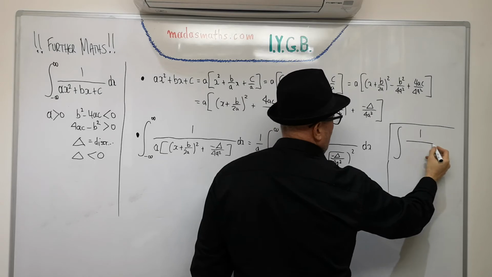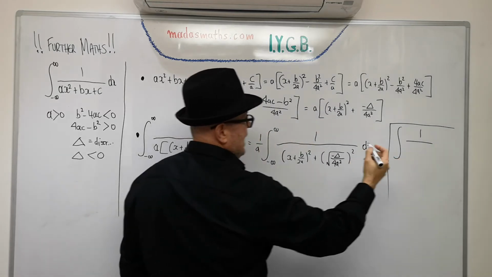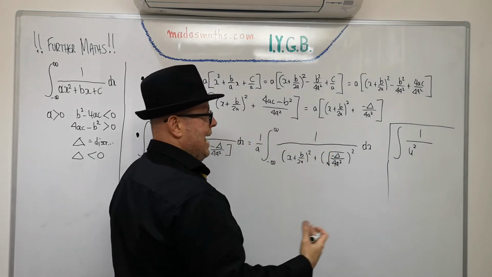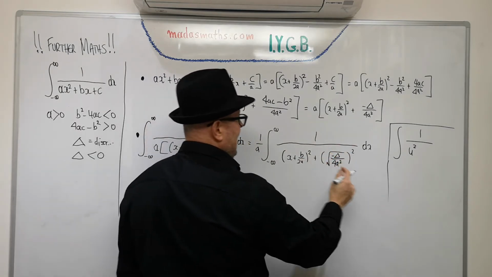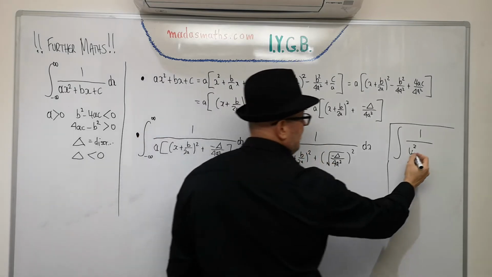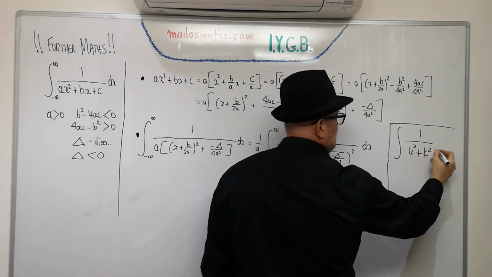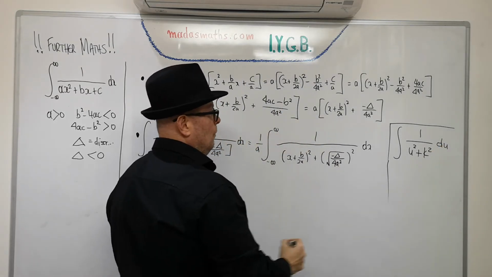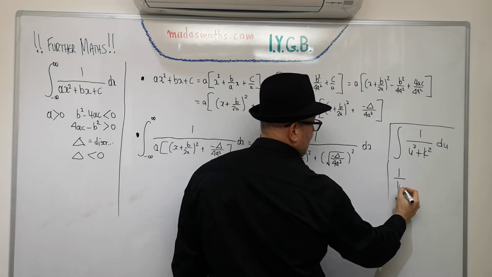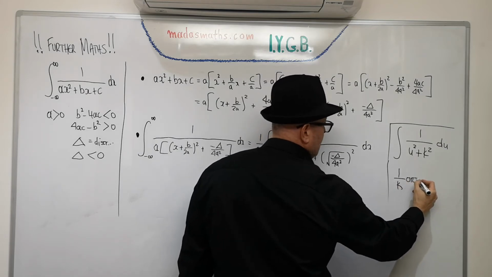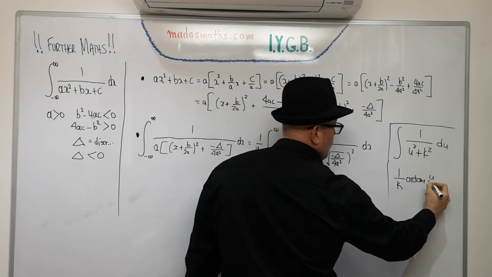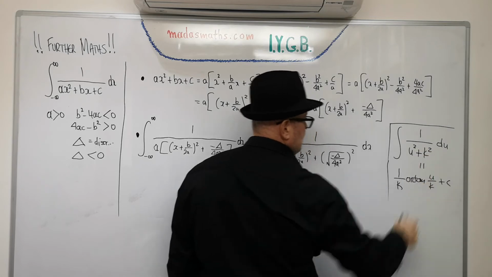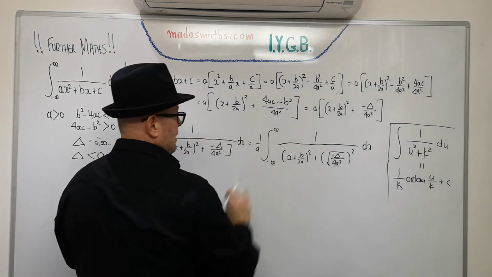If we have 1 over, and I'm going to use a u, and for the constants, normally in the formula booklet it'll be a squared, but I'm going to use a k, because the a here means other things and it's going to be very confusing. So this particular integral, integrated with respect to u, will be 1 over k, the arctan of u over k plus c. So this is the answer, for something which looks like that.